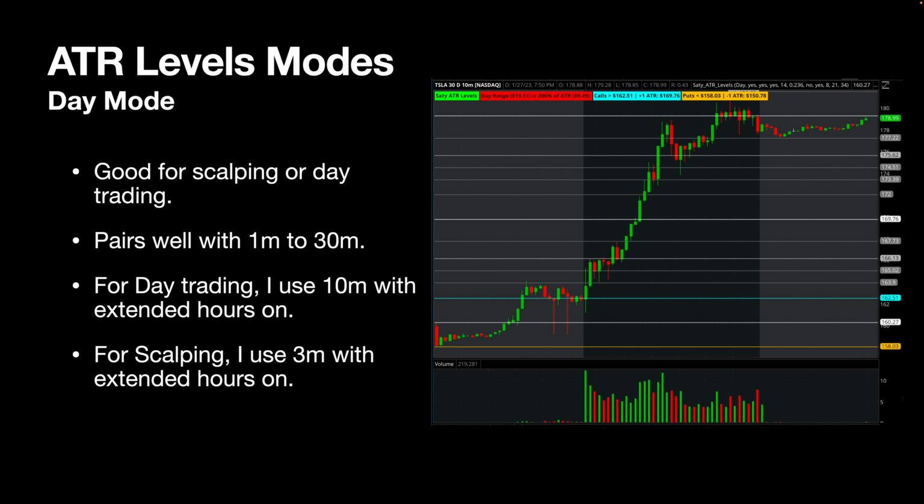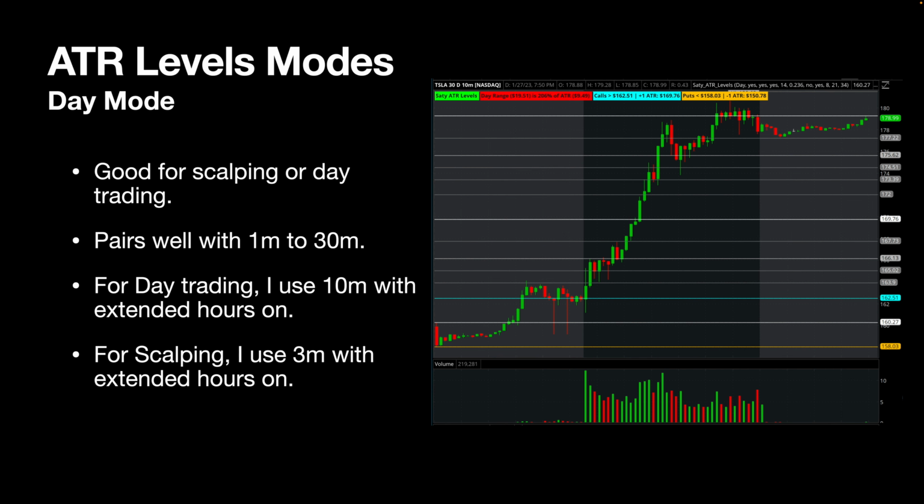Okay, so let's talk about the modes. So here's day mode. This is Tesla. And it went all the way to plus 2 ATR. So this is a good example because it shows you all the fibs. It shows you the precision lines. And it also shows you extensions. So it basically shows you all the things that we've added over the course of the last year to this.